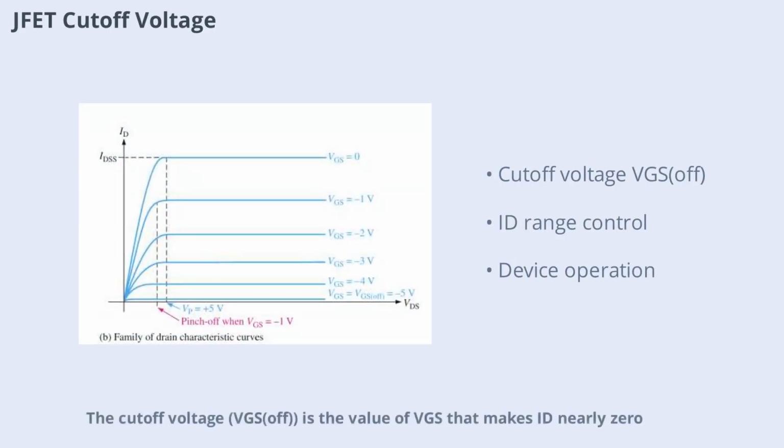The cutoff voltage, VGS(off), is the value of VGS that makes ID nearly zero. JFETs must operate between VGS equals 0V and VGS(off), with ID ranging from maximum IDSS to almost zero.